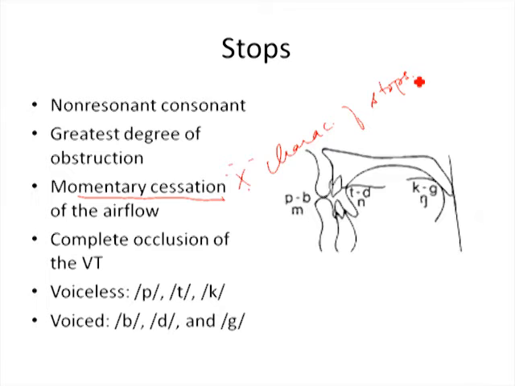The sounds that are stops, which I've already been saying to you, are p, t, k, b, d, g. So voiceless, no vibration of the vocal folds, and voiced, vocal folds vibrate. Okay, so it's a non-resonant consonant, so you're not really going to see a lot of formant structure.